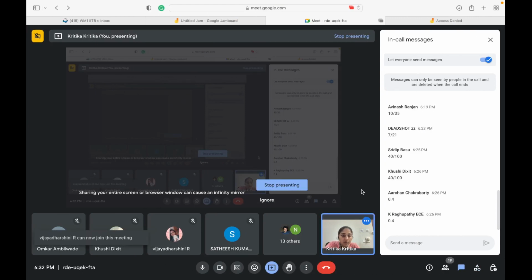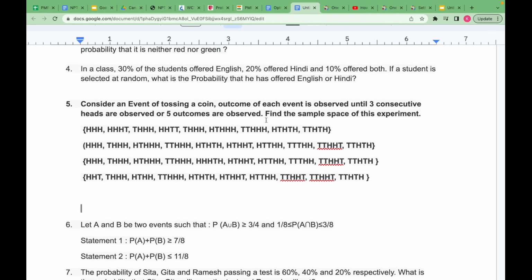So I can assume that everybody knows what is the sample space of an experiment. Okay. So now we want to observe the outcome of a coin. We will keep tossing the coin, and we will observe the outcomes until we get 3 consecutive heads, or we get a total of 5 outcomes. Okay, now we want to find the sample space of this experiment.